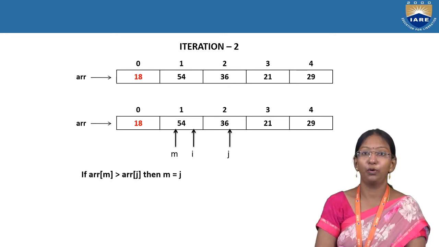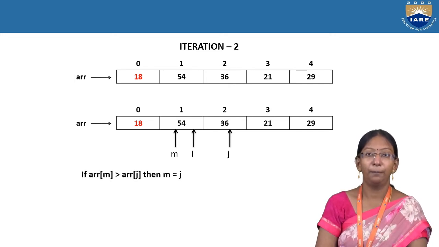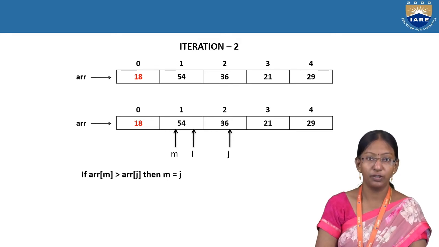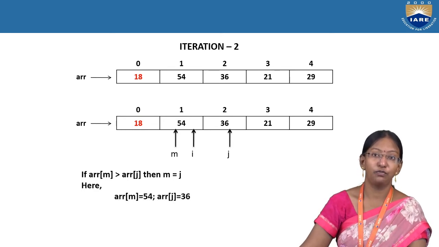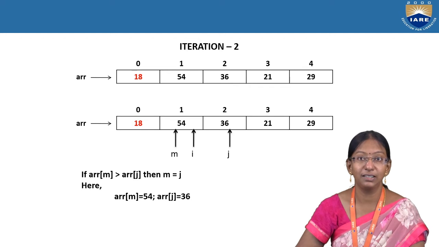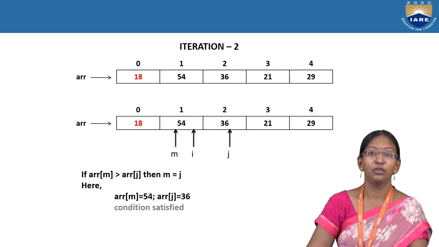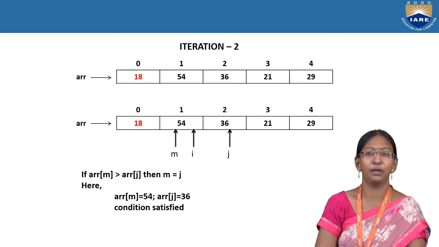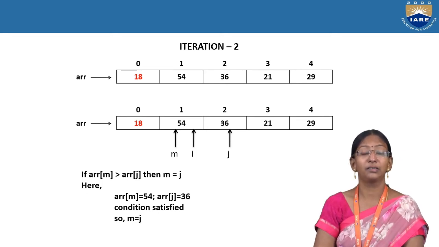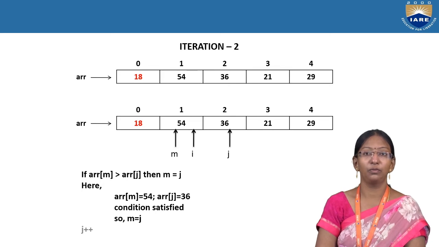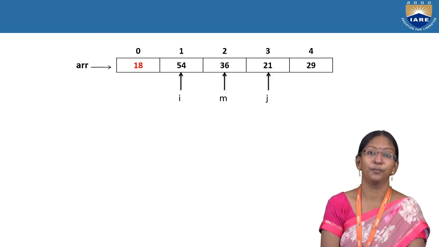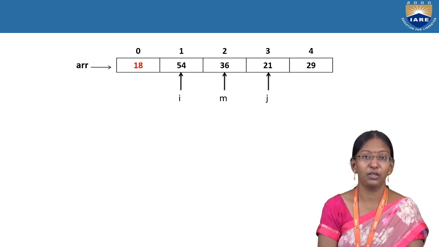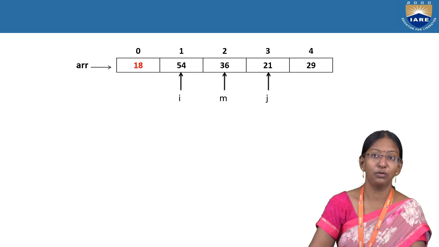Let's see. Same old condition we have to check: the element pointed by M and the element pointed by J, a comparison between these two. Here array of M is 54 and array of J is 36. 54 is greater than 36. Yeah, condition satisfied. So what do I have to do? I have to shift the position of M to J. And what next? The default one, increment the J value. Whether the condition is satisfied or fails, increment the value of J. So now M is going to point to 2 and J is going to point to 3. Right? M is pointing to index value 2 and J is pointing to index value 3.